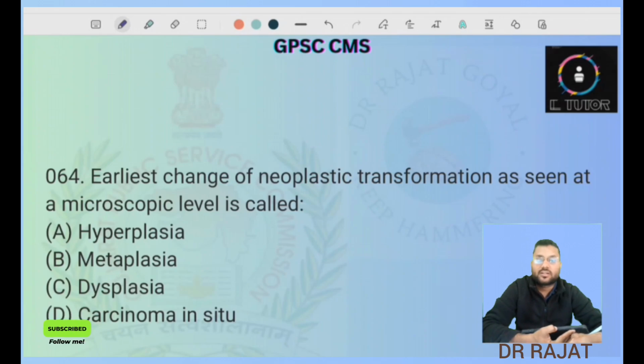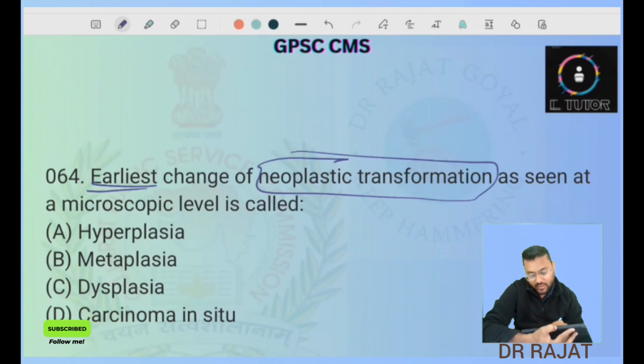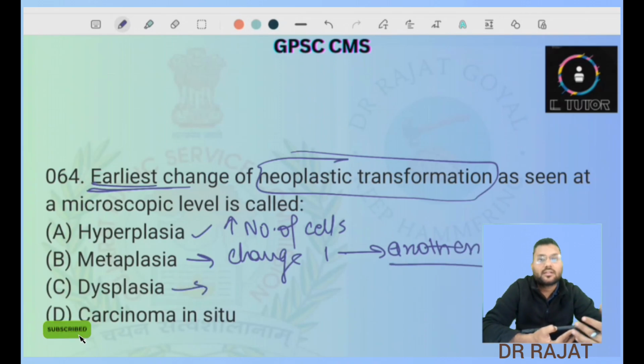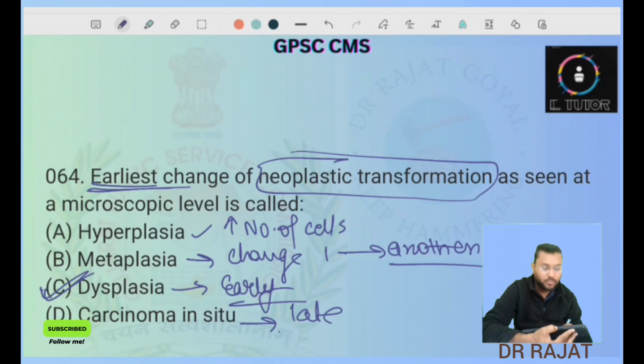Earliest change of neoplastic transformation as seen at the microscopic level is called as. So they are asking about the neoplastic transformation and also the earliest one. So if we talk about the normal thing, what is hyperplasia? Increase in the number of cells. Metaplasia is change from one type to another. Dysplasia is the disorganization of the arrangement of the cells, and it is the earliest change of the neoplastic transformation. After dysplasia, the transformation will move into carcinoma. So here the answer will be dysplasia, which is the earliest change of the neoplastic transformation. So it is the early stage, and carcinoma in situ is the late stage of neoplastic transformation.